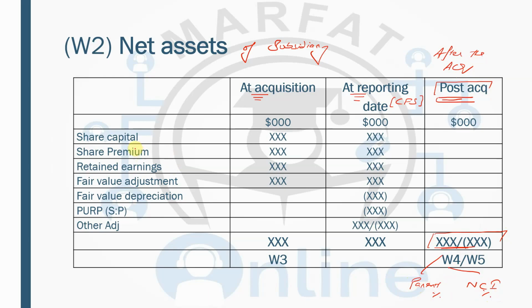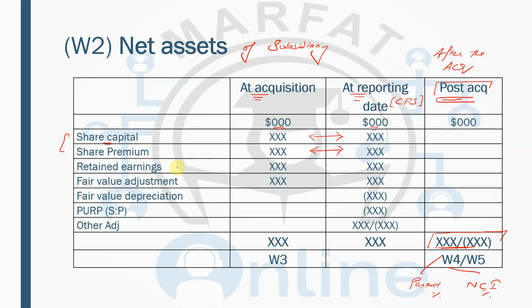Alright, so first of all, we will be taking the share capital. The share capital at acquisition and at reporting date is going to remain the same. So you just go to the subsidiary's individual balance sheet, take the share capital and write it over here. And see, this is the balance, not the number of shares, so you have to write the balance here. Similarly, you go to the subsidiary's individual statement of financial position in the equity section, take the share premium, and it is going to be the same at acquisition and at reporting date.